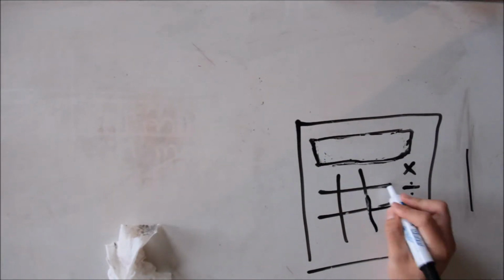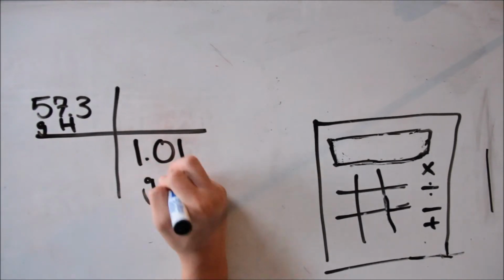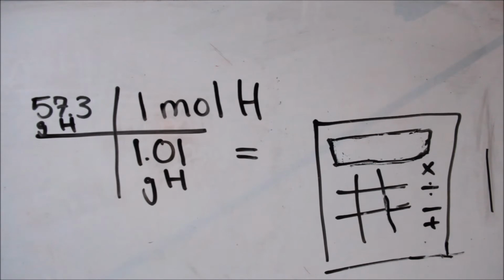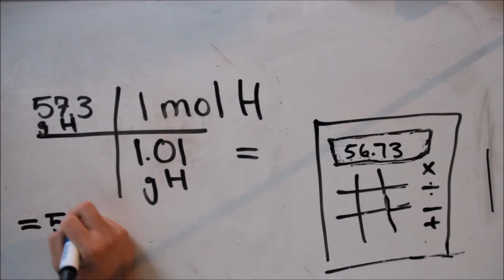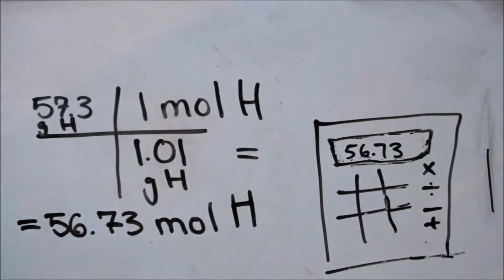Let's try this problem in reverse. Let's say we are given 57.3 grams of hydrogen. Because 1 mole is equal to an element's atomic mass, we know that 1 mole of hydrogen is equal to 1.01 grams of hydrogen by looking at the periodic table. Multiply the top numbers and divide by the bottom, and you get your answer of 56.73 moles of hydrogen.